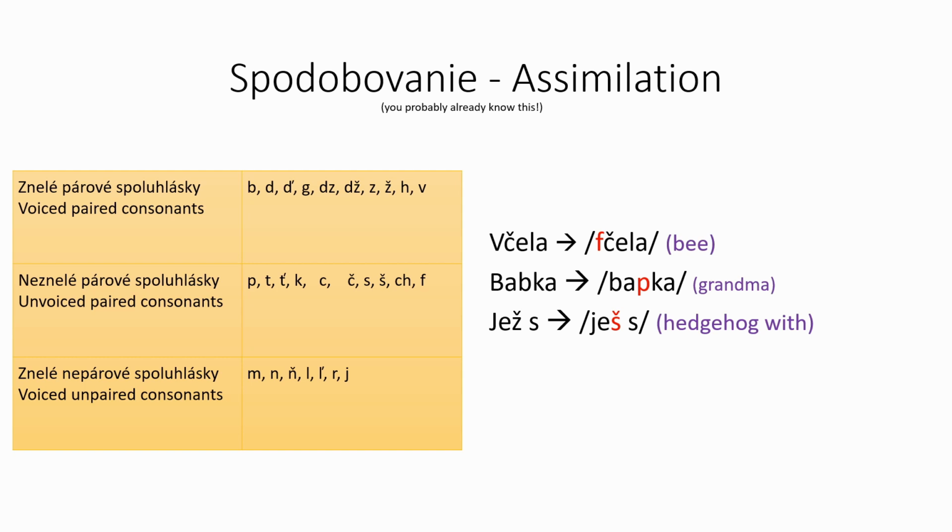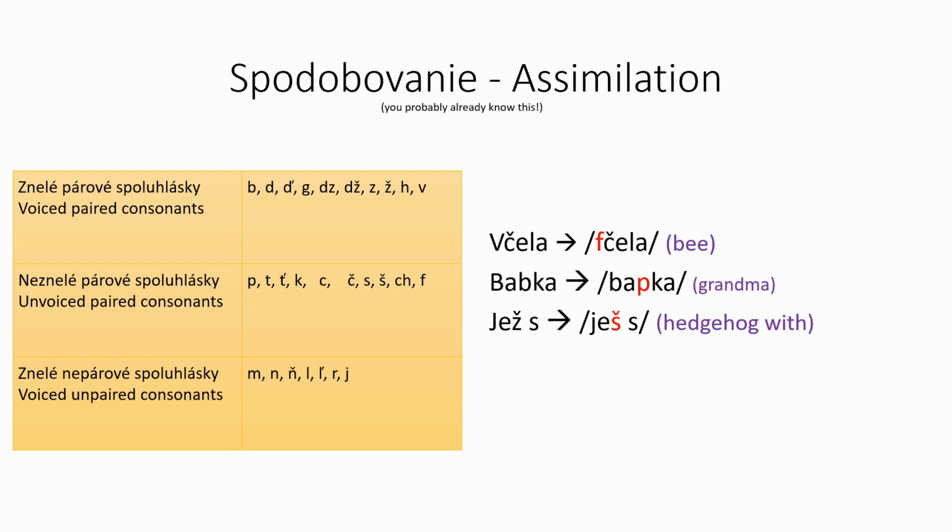Let's look at the second example. Babka. B-A-B-K-A. So, let's look at our three rules yet again. There are two consonants next to each other. They are in the middle of a word. And, for the third rule, they are of differing voice.